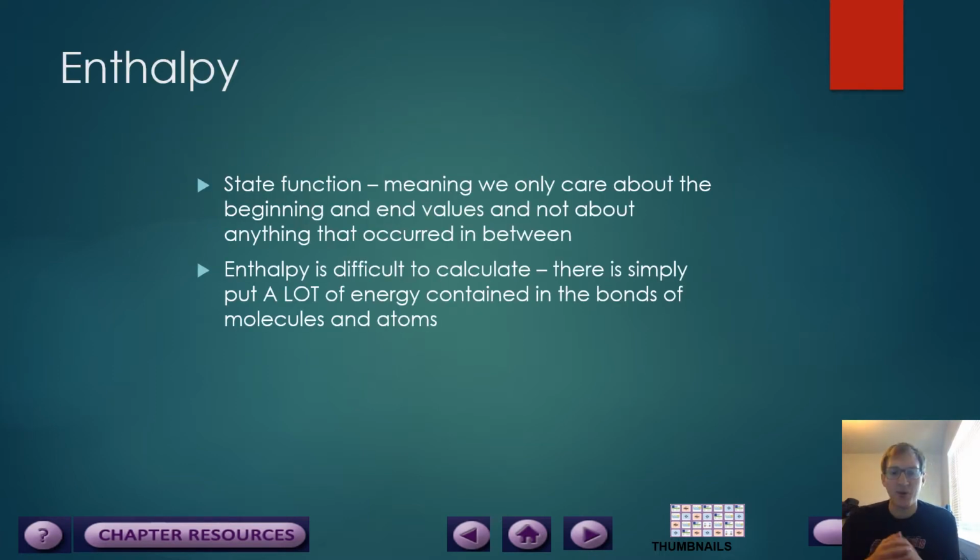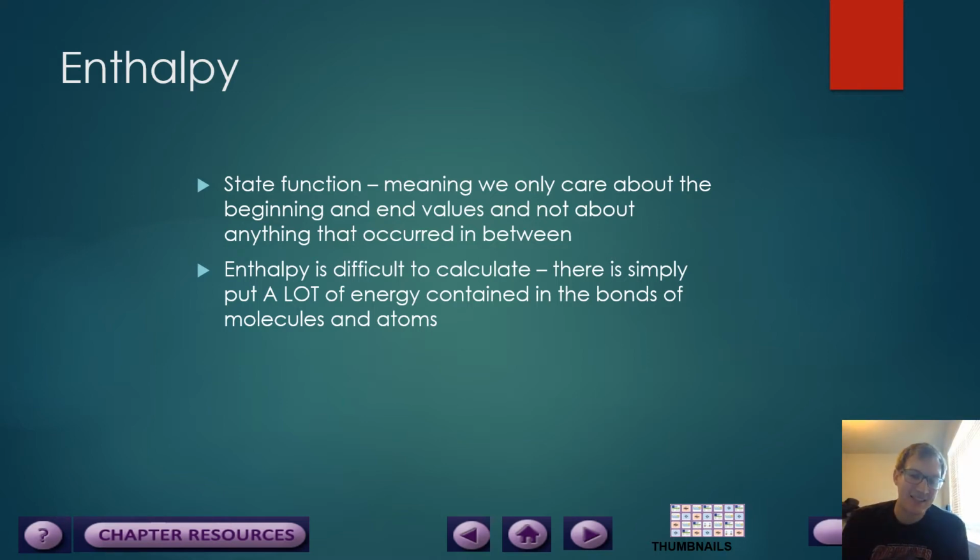All right, so enthalpy. These three things, enthalpy, entropy, and Gibbs free energy, are what we call state functions. This means that we only care about the beginning and end values and not really anything that happens in between. They can fluctuate up and down. All I care about is what happens at the beginning and what happens at the end.